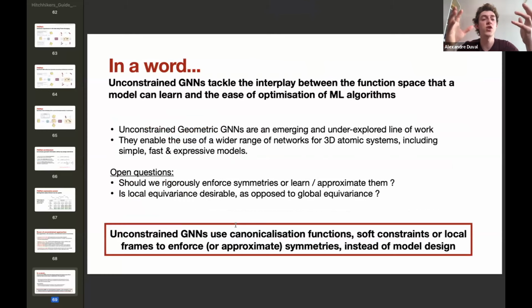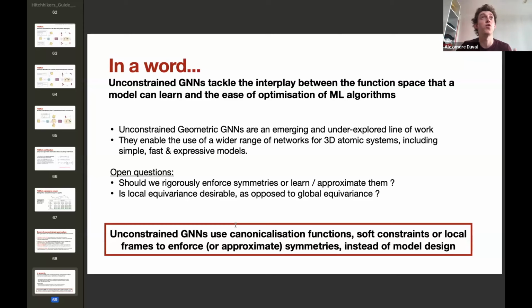The overall intuition here is how can we tackle the interplay between the function space that a model can learn from, and the ease of optimization of the ML algorithms. And it's maybe a new and underexplored network, which is much closer to what standard GNNs do. And maybe there are some more things to be done here in how we can deal with the symmetries beforehand, and therefore allow afterwards to have fully flexible GNN models, or any kind of models, which don't have to deal with the symmetries, because in some cases, maybe it's better than enforcing them rigorously.